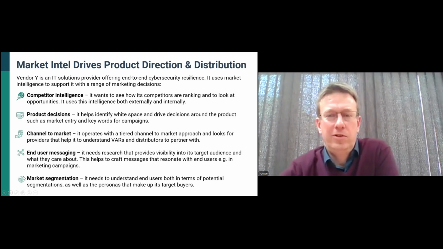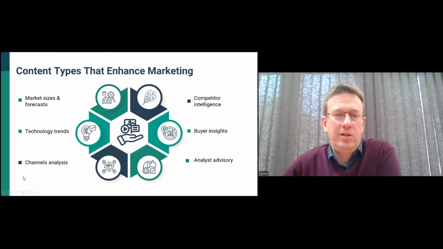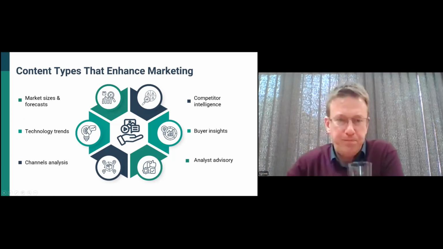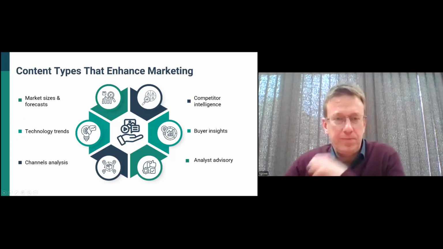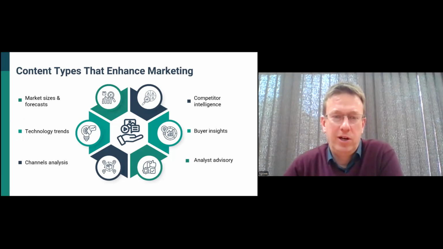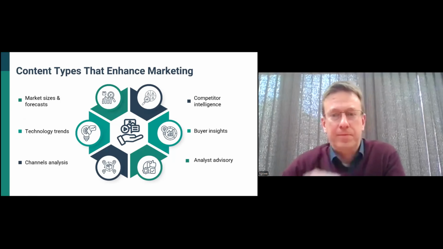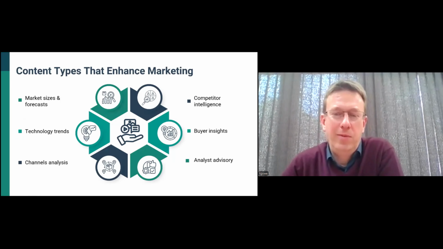So if we move on to the next slide, I just wanted to highlight some content types that really can enhance the marketing department. So in the top left-hand corner, market sizes and forecasts, as I just touched on. That's absolutely central. Then in the top right, we talked about this already. So the competitor intelligence, I would say those two are really central.